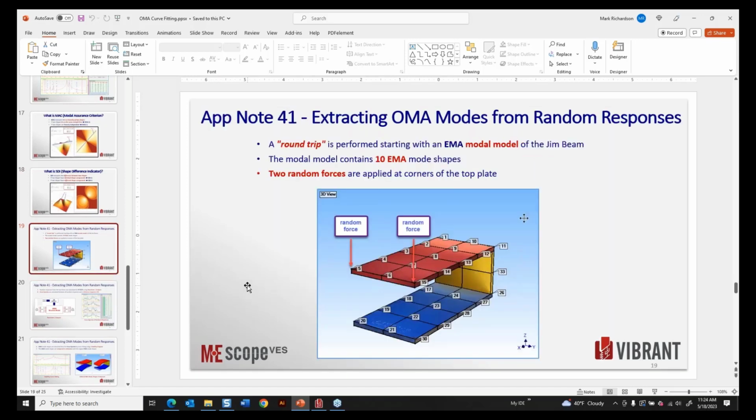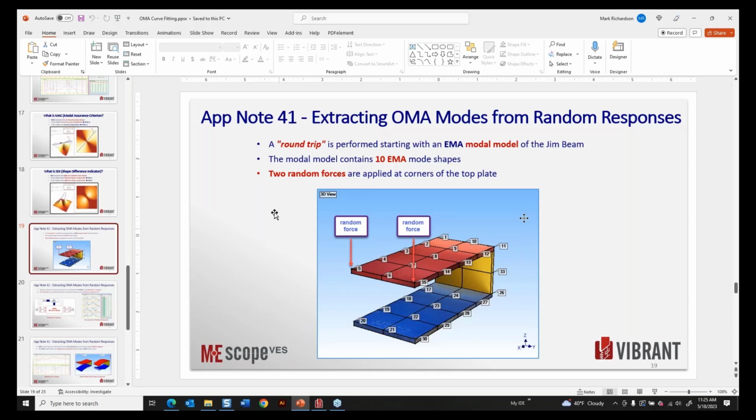All right, we're going to go into using application note 41, and the title is Extracting OMA Modes from Random Responses. So this is a simulation. We have other app notes where we actually take live data off of a bridge and some other test articles, but this app note actually uses what we call our MIMO calculation in MEscope to compute the response of this Jim beam, using the mode shapes of the Jim beam as a dynamic model.